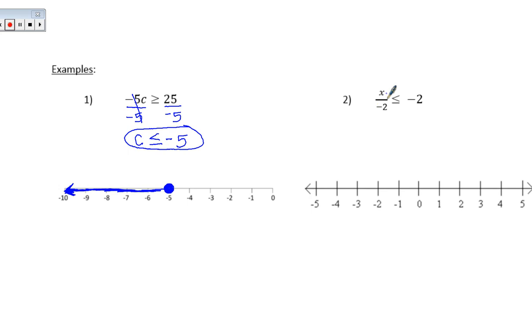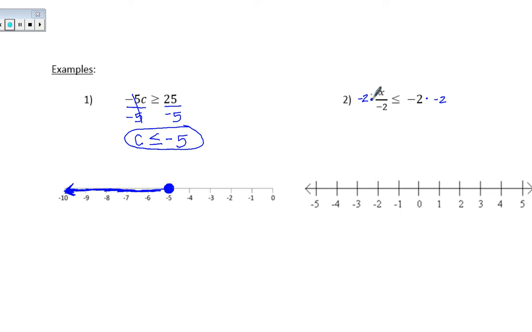Okay, so moving on to number 2, let's try this again. X is being divided by -2 here. So to undo that and get x by itself, we need to do the opposite of division, which is multiplication, and we need to multiply by -2. So once again, our rule, this note up above, is going to be when we multiply the variable by a negative number, we need to flip the inequality sign.